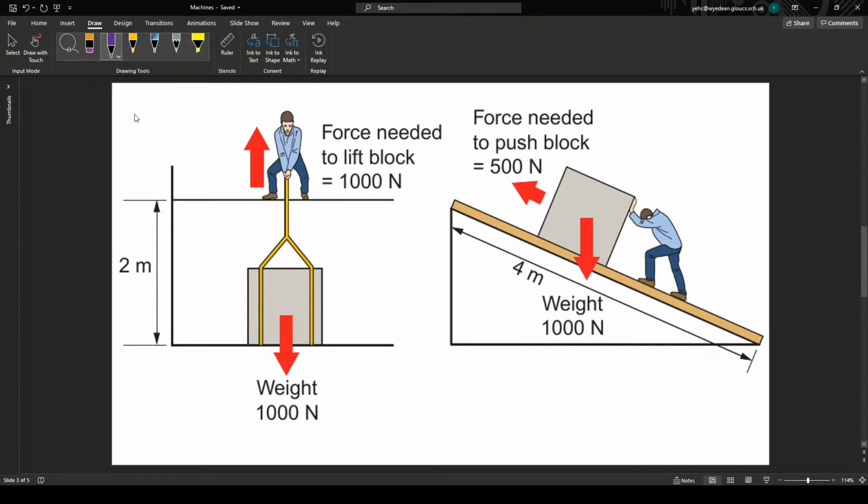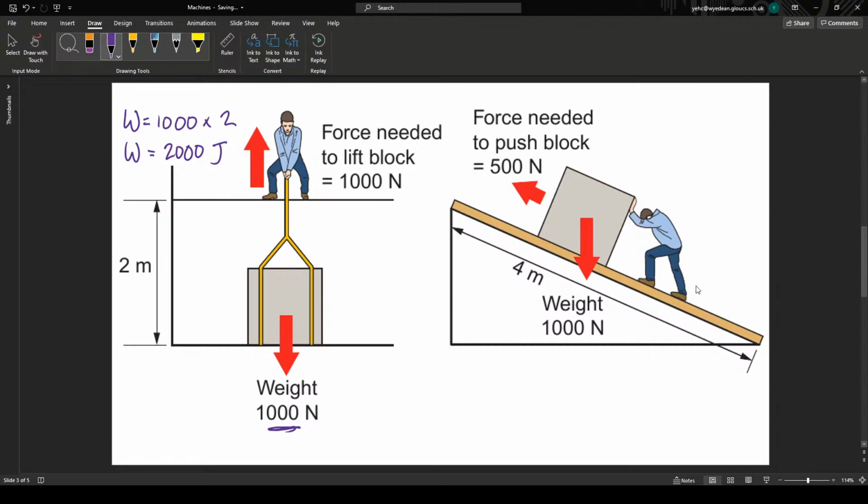His work, his energy that's transferred, is force times distance. The force is 1,000, because that's the weight, times 2. So his work that he's doing is 2,000 joules. He's transferring 2,000 joules of energy in order to lift this block.